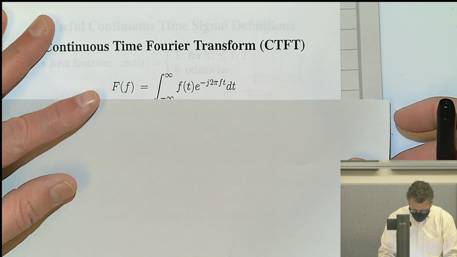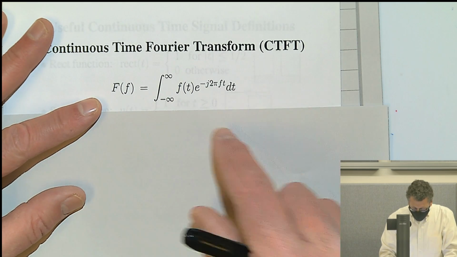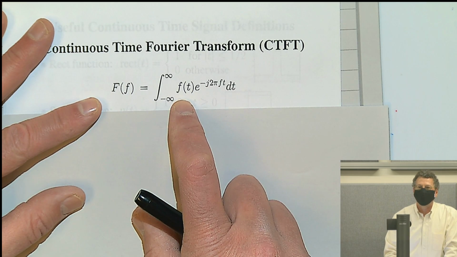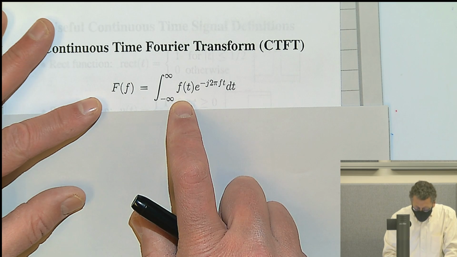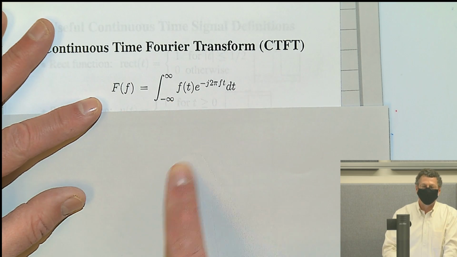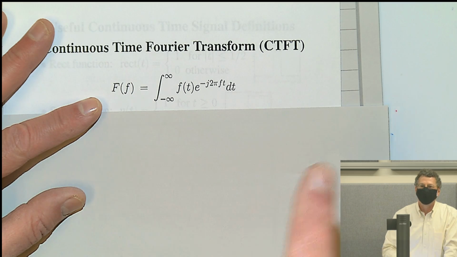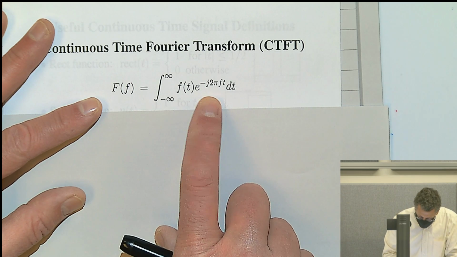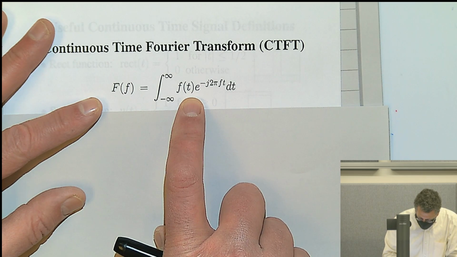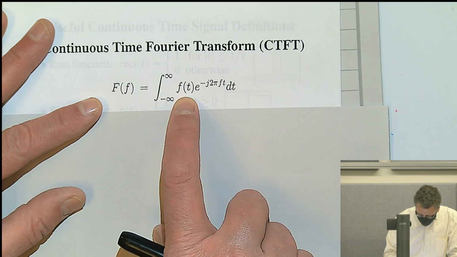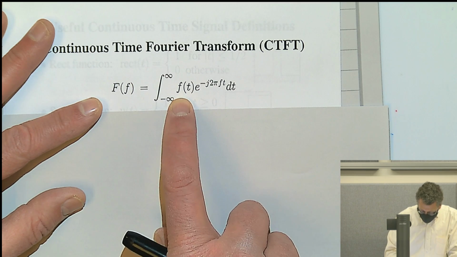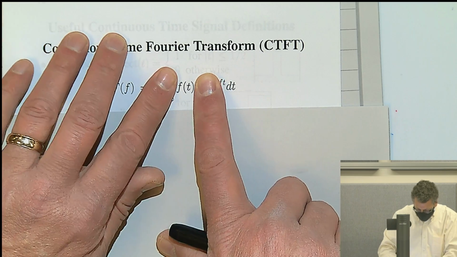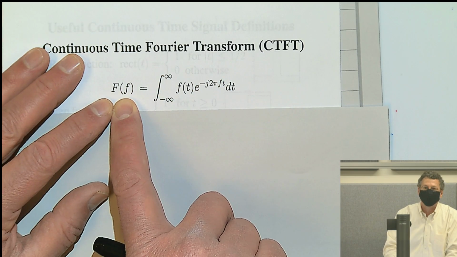So basically, the concept of the Fourier transform is you decompose a signal into individual frequencies. And of course, all these notes are posted online, so you have them there. The way to think about this is decomposing. This is like the analysis. You decompose the signal f of t into its frequency components, F of f.